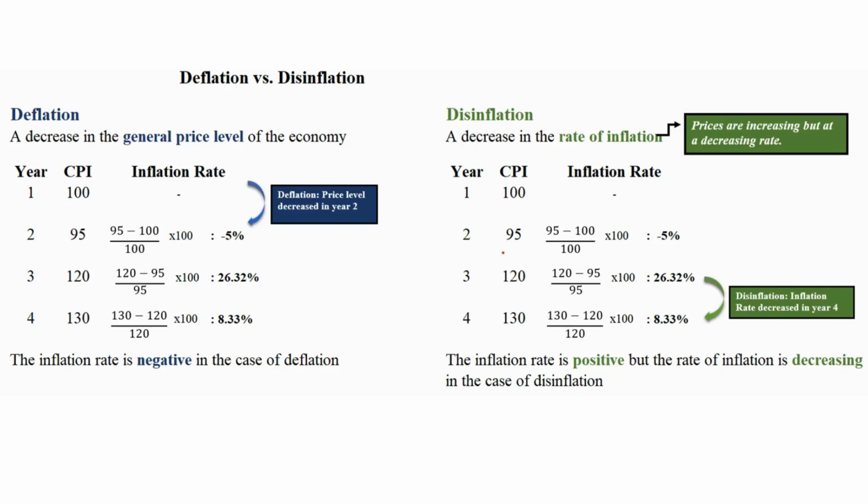So we have a case of disinflation in year 4 as the inflation rate has gone down. We still have prices increasing. As we can see, the CPI went up from 120 to 130, but the rate at which it is increasing has gone down in the case of disinflation. So the inflation rate is still going to be positive as we see in year 4, but it's just that the rate of inflation is now smaller in magnitude or size. So that's the difference between deflation and disinflation.